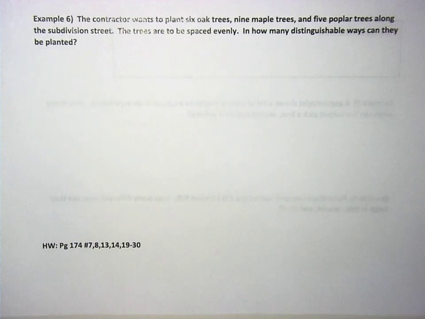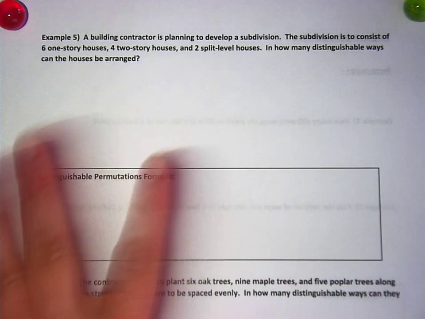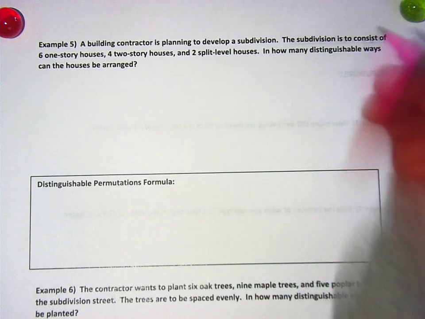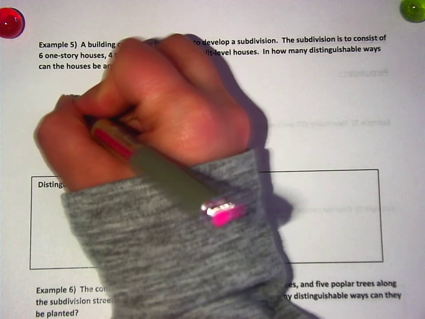A building contractor is planning to develop a subdivision. The subdivision is going to consist of 6 one-story houses, 4 two-story houses, and 2 split-level houses. In how many distinguishable ways can the houses be arranged? Okay, so what they're talking about is, let's show one way that they can be arranged.